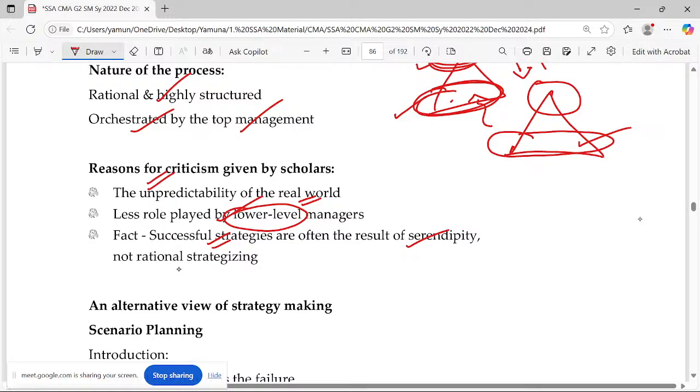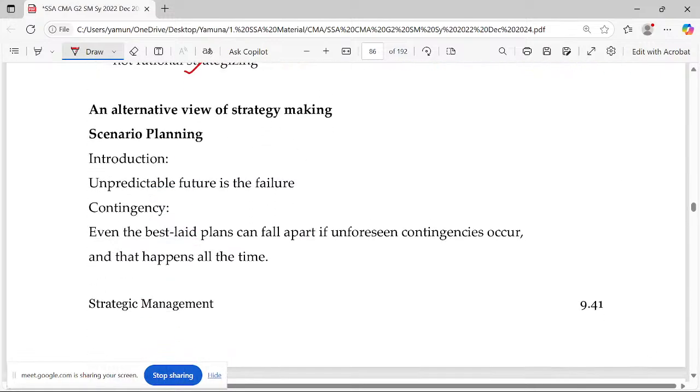So obviously, you have to go for actualizing. An alternative view of strategic making is we go for the scenario planning path. If this is going in a very bad way, how are you going to manage? If this is going in a very good way, how are you going to manage it? The strategy will be defined, but the situation changes. Like we say, it is optimistic and pessimistic.